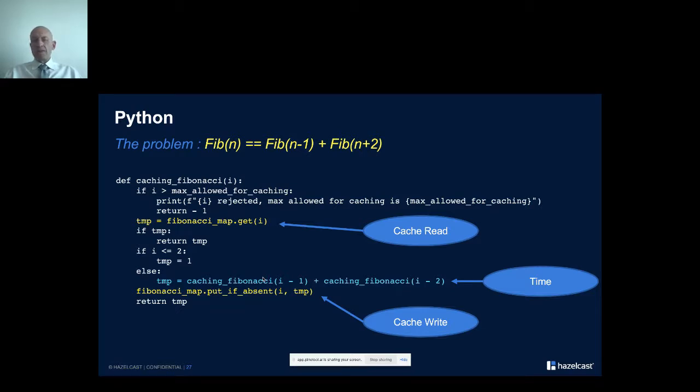So that's the put if absent. And the if absent is there because we've got multiple processes running. Somebody else might have beaten us to it. It wouldn't do any harm to save it twice, but it's a little bit unnecessary.